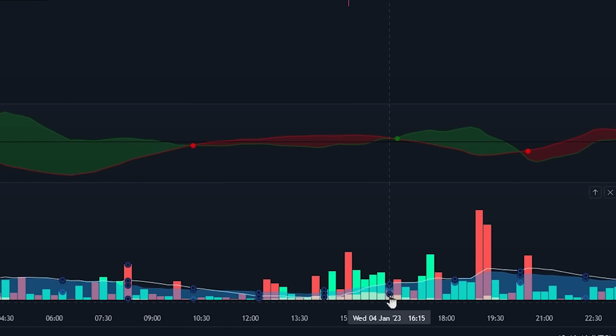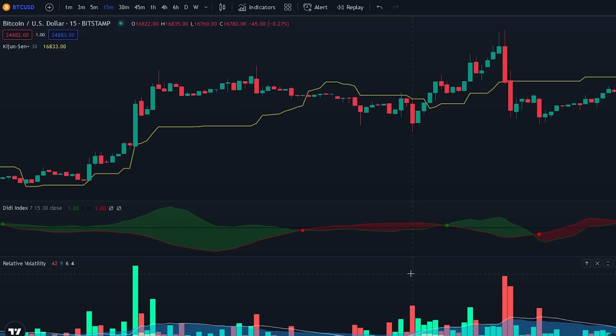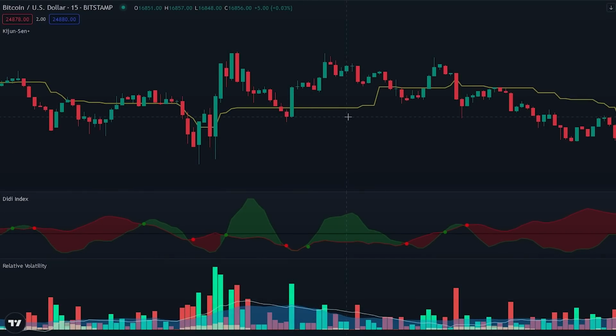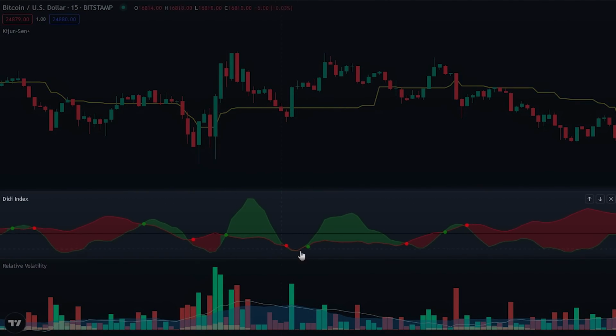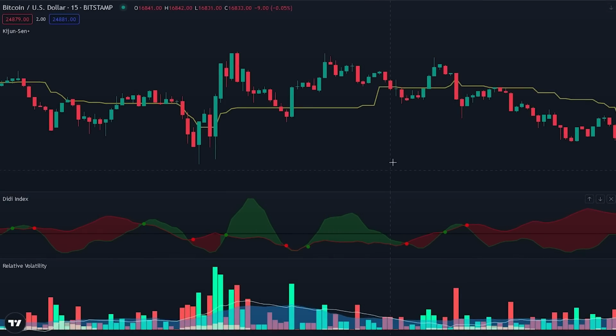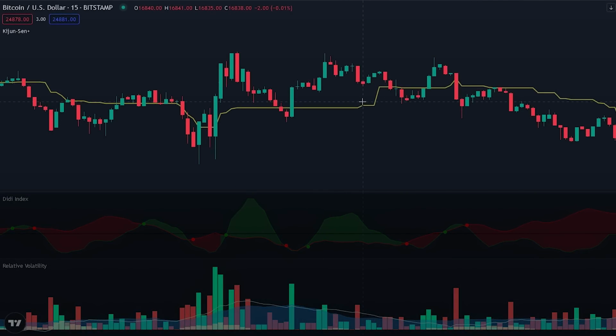Now that the indicators have been optimized for the strategy, let's take a look at how we will be combining the indicators to enter into a position. We will be using the DiDi index indicator as the signal indicator. This means that the DiDi index will provide the signal that will tell us to buy or sell. After this signal has been provided, we will use the Kijunsen indicator as the trend confirmation indicator.